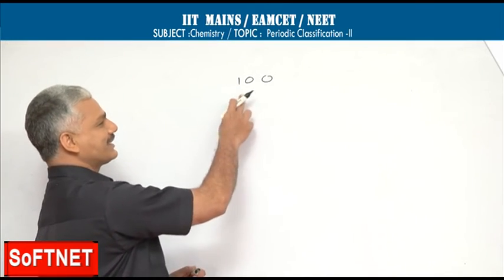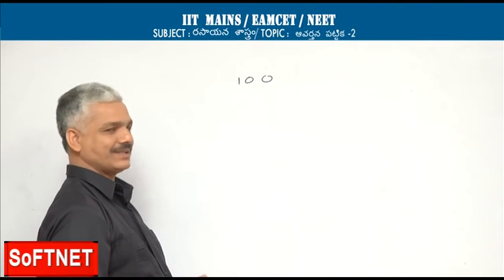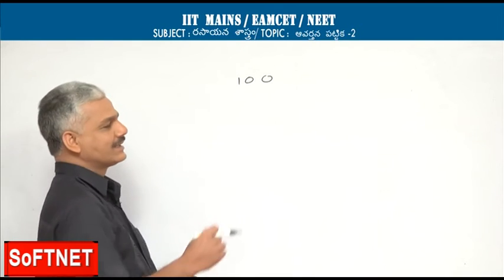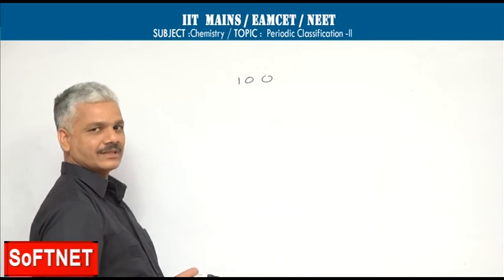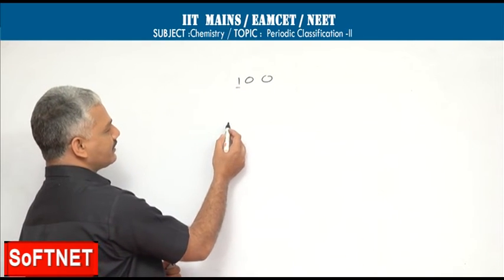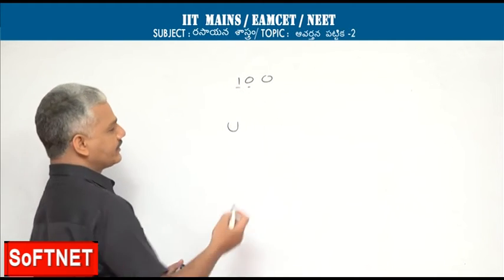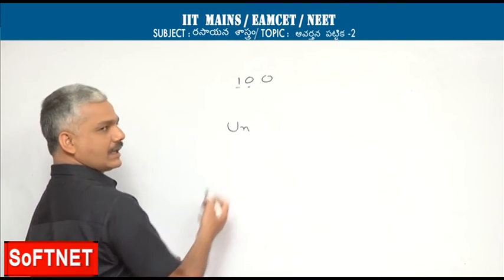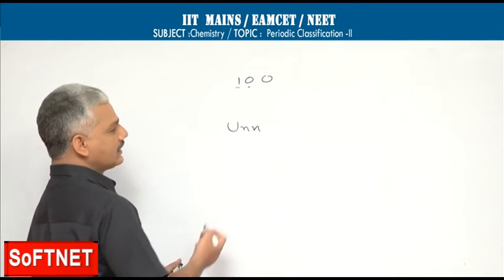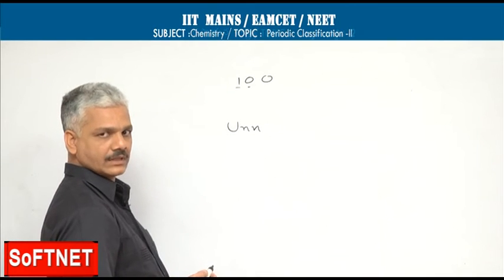Suppose an element's atomic number is 100. How to write the name of this element and how to represent the symbol of this element. In this element with atomic number 100, the starting number is 1. So, it should be represented with capital U. Next number is 0, so it is represented with small n. Next number is also 0, so another n. So, U, n, n will be the symbol of an element with atomic number 100.